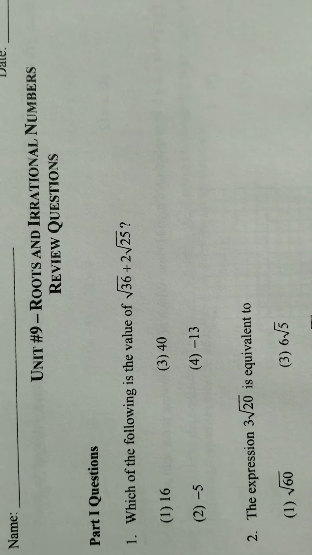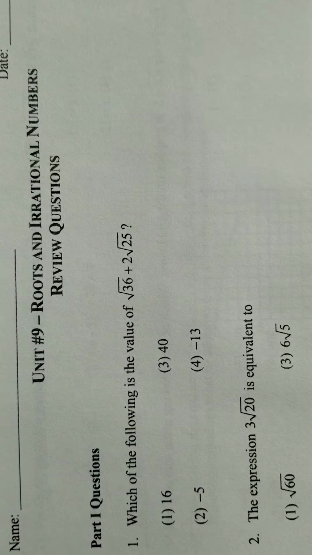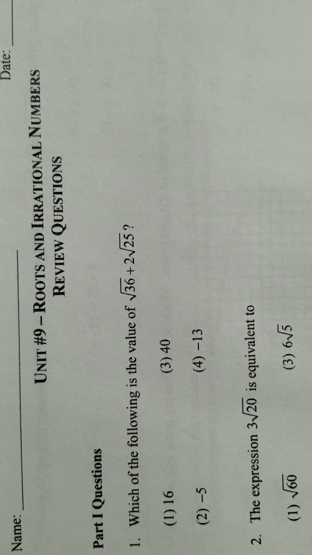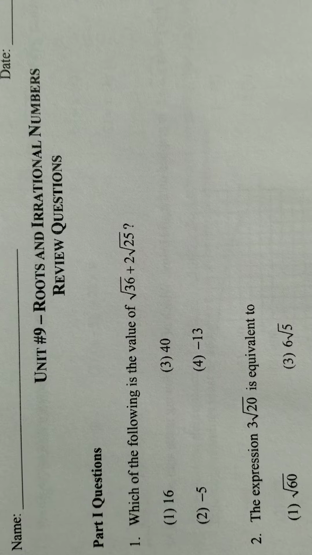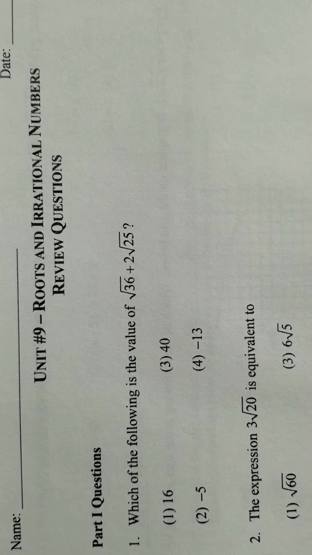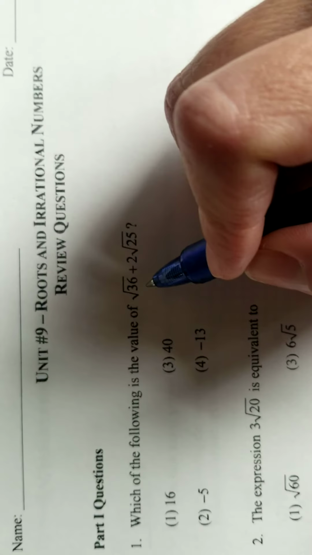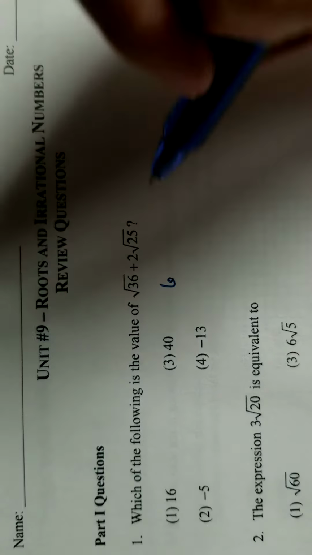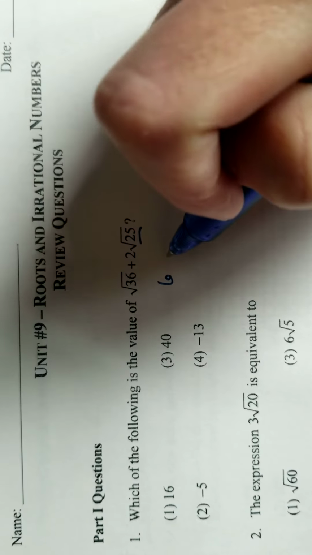Unit 9 review questions. Let's go over these answers. Number 1, which of the following is the value of the square root of 36 plus 2 square root of 25? Remember your perfect squares. 36 is a perfect square. So we take the square root of 36, we get 6. Square root of 25 is 5.